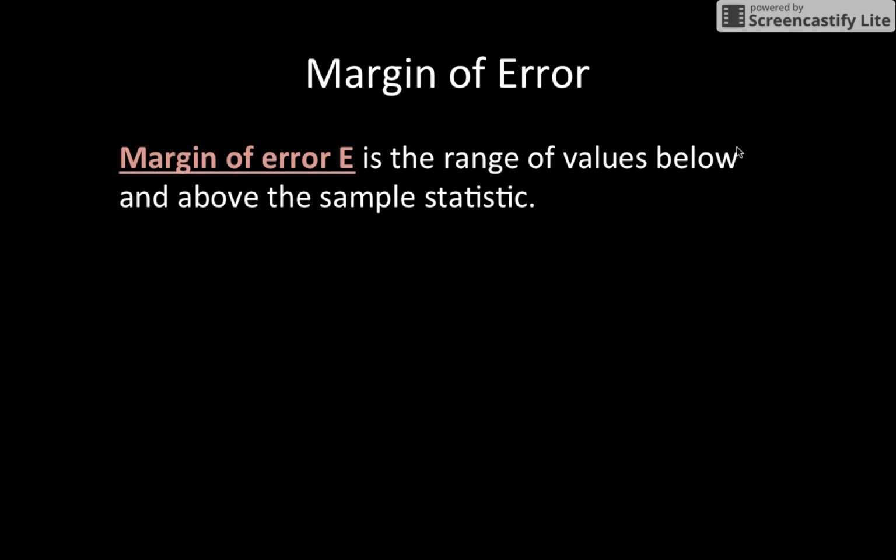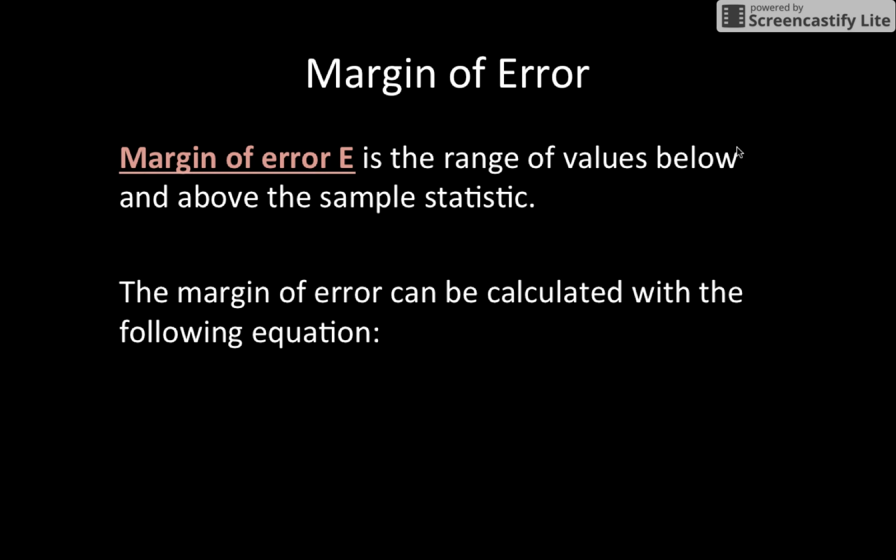Your margin of error, E, is the range of values below and above the sample statistic. The margin of error can be calculated with the following equation. E equals z sub c times your standard deviation over the square root of n.